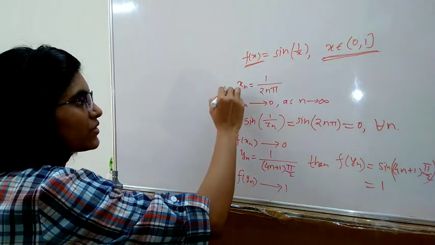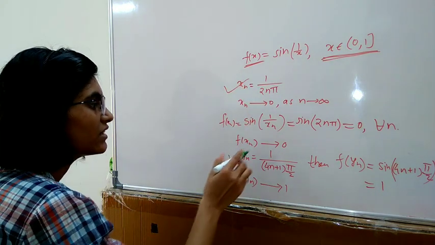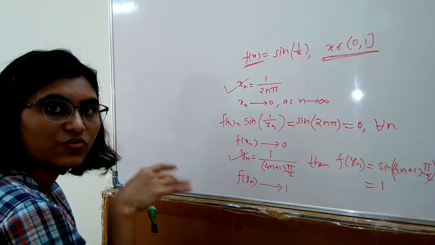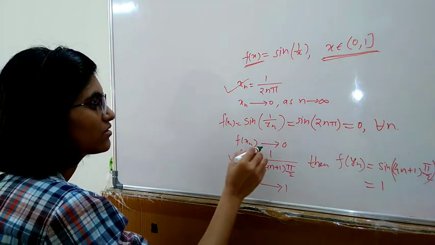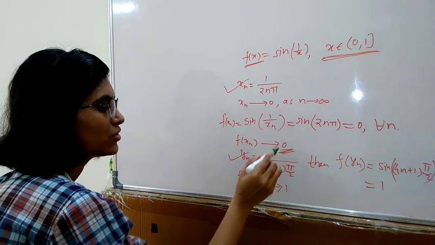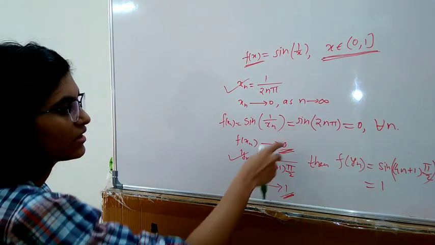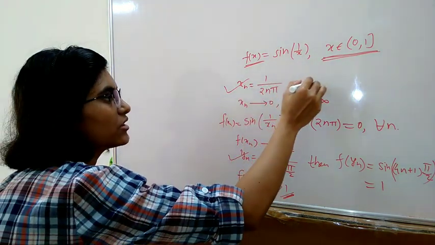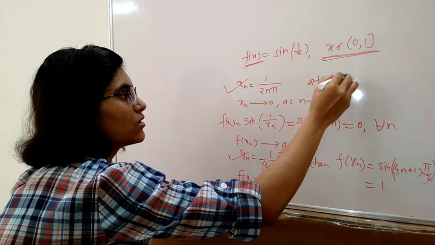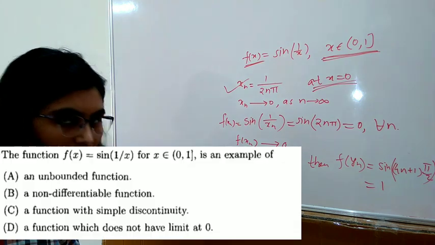Now we have two different paths, x_n and y_n, and along these different paths we must have a unique limit. But here f of x_n converges to 0 and along y_n it converges to 1. These are clearly two different numbers, and therefore the limit of this function at x equal to 0 does not exist. So option D is the correct option.